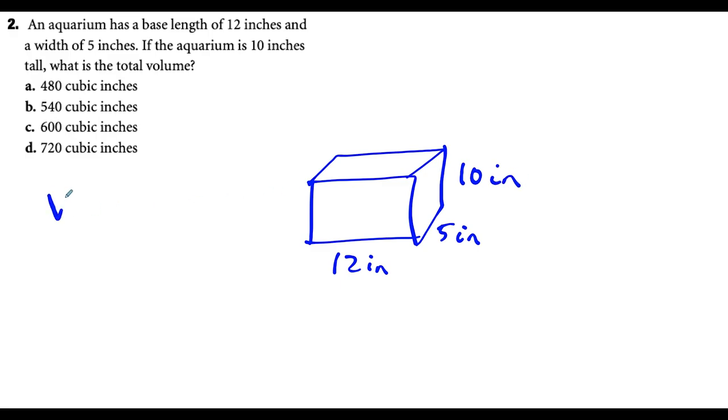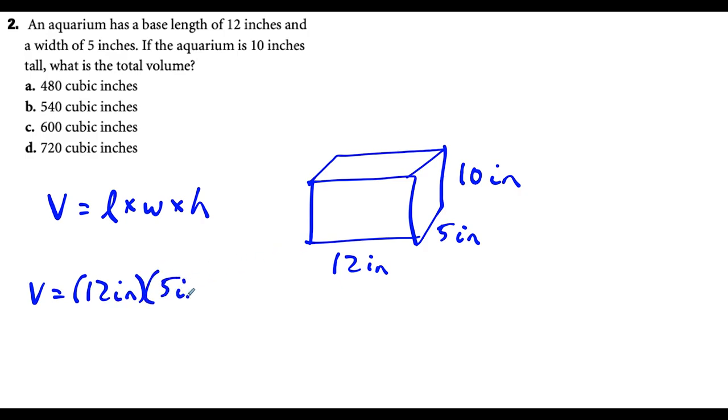For a question like this, you have to know the volume of a rectangular prism is equal to the length times the width times the height. So what we do here is just take the length, which is 12 inches, and we multiply by the width, which is 5 inches, and then we multiply all of that by the height, or how tall this thing is, which is 10 inches. So now just multiply the numbers. 12 times 5 is 60, and then 60 times 10 is 600.